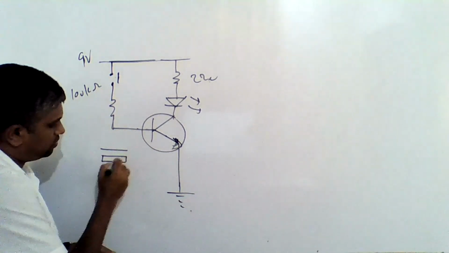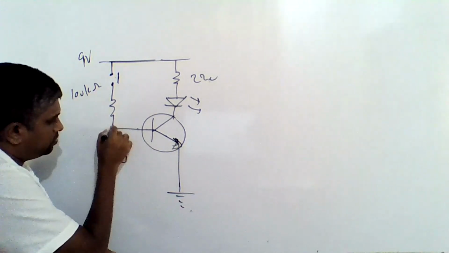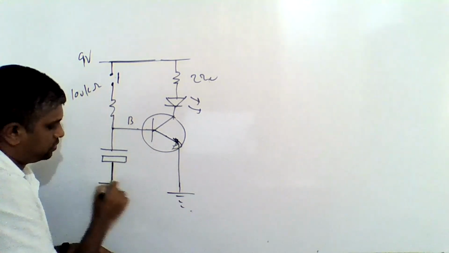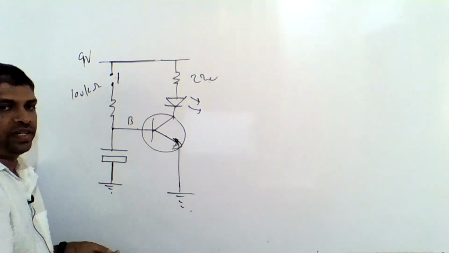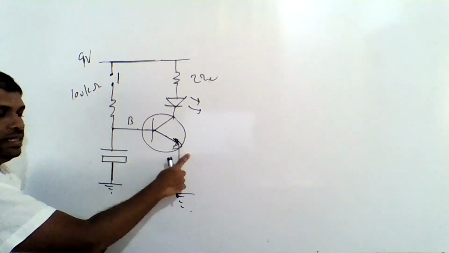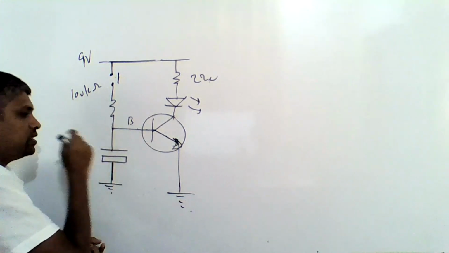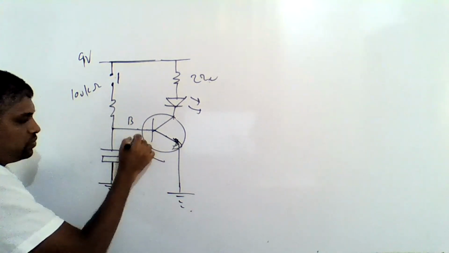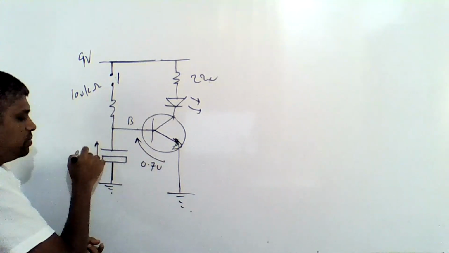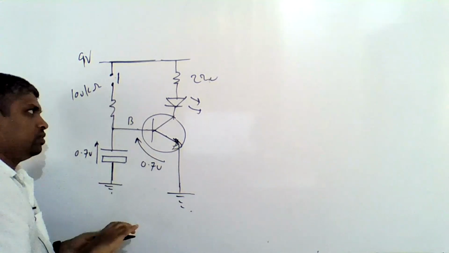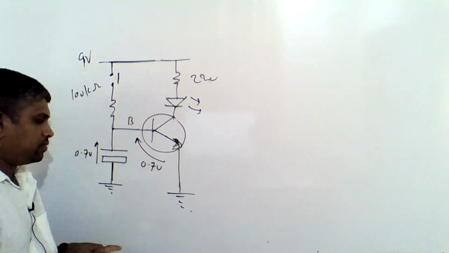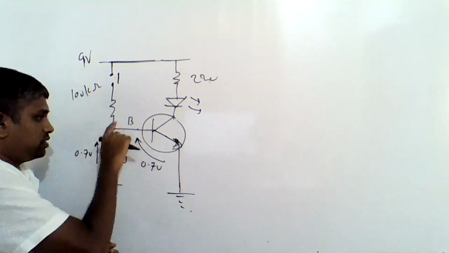The positive terminal of the capacitor is connected to the base terminal, while the other one is grounded. So when I push the button, normal phenomena happen. At the same time, this will be charged. Usually the base emitter voltage will be 0.7 volt. Therefore, I think this will be only charged to 0.7, or sometimes initially there will be a current flow to the capacitor. Therefore, sometimes this will be charged more than 0.7.